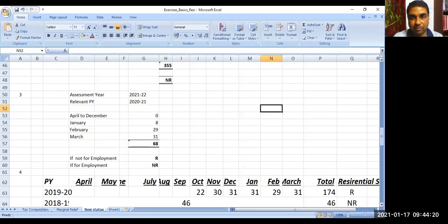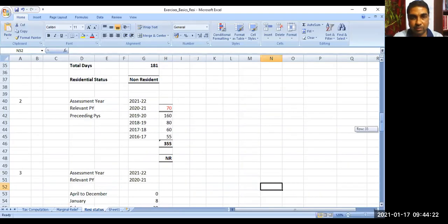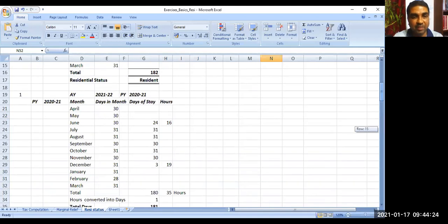Sir, if we compute on an hours basis, he is non-resident. If we don't consider the hours and consider the whole day as 1 day, then he is a resident. Yeah, here that time data is available.